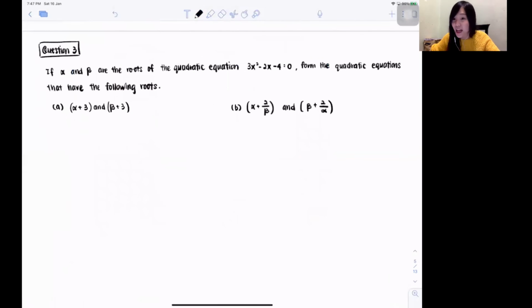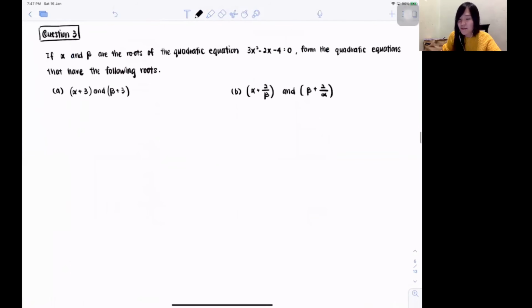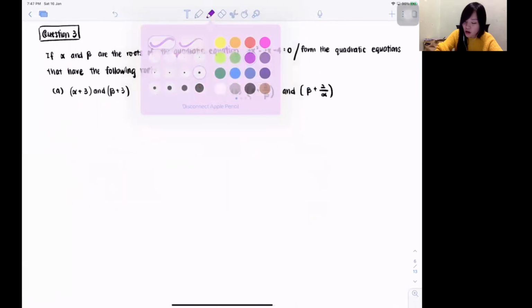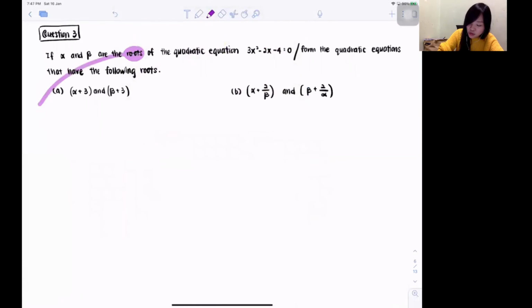Okay, question 3. I go on. This one: if alpha and beta are the roots for this equation, guys, again, you saw the word roots. Isn't it x? Roots. Isn't it 2x? They say one is alpha, one is beta for this equation.